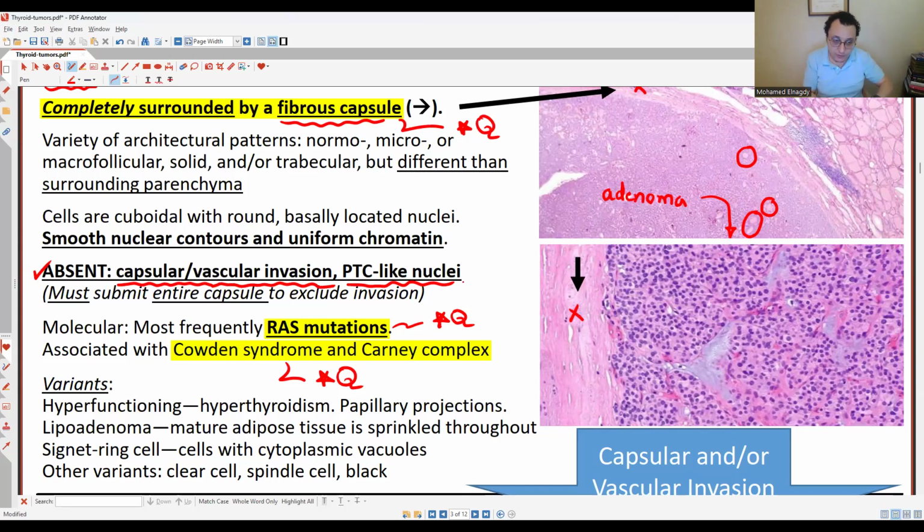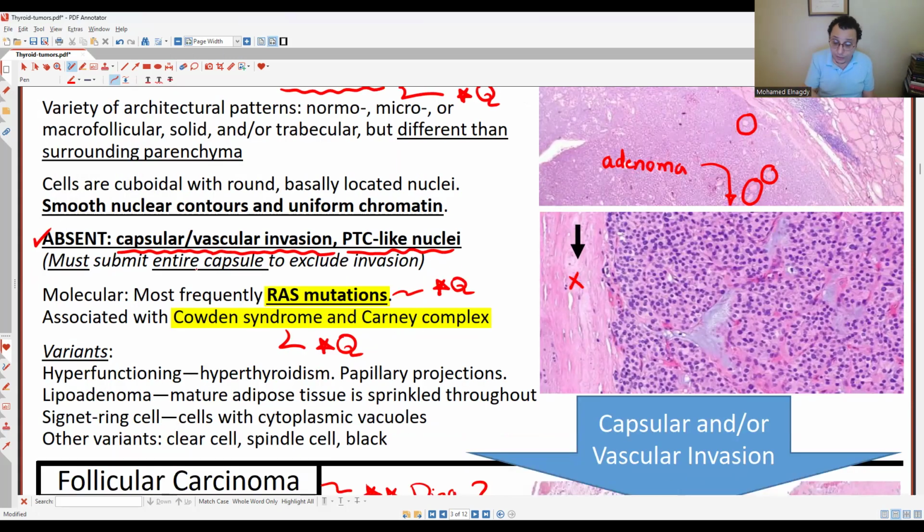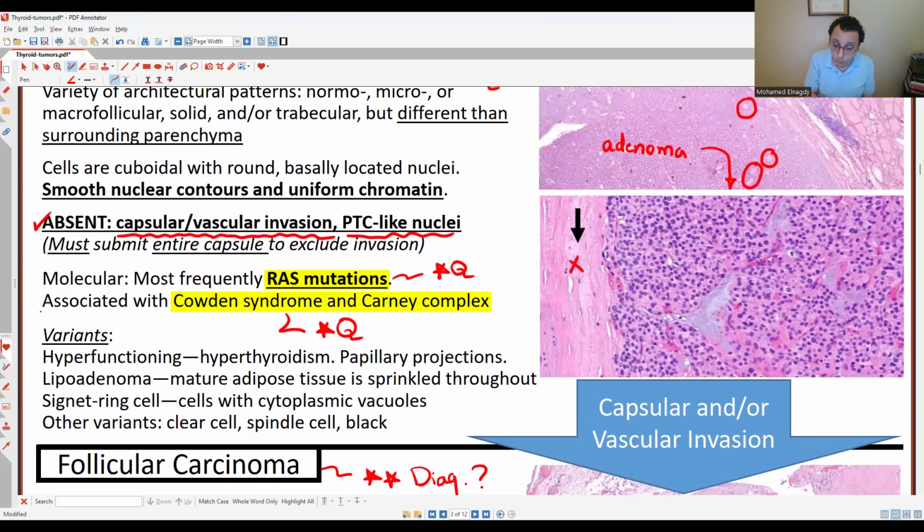So it's well circumscribed, surrounded by a fibrous capsule. When you have a well circumscribed thyroid nodule that you suspect is a follicular adenoma or carcinoma, you need to submit sections from all of the capsule. The whole capsule needs to be submitted all around the mass, so that you look at the whole capsule and look for any capsular invasion or vascular invasion in the capsule wall or in the wall of the mass.